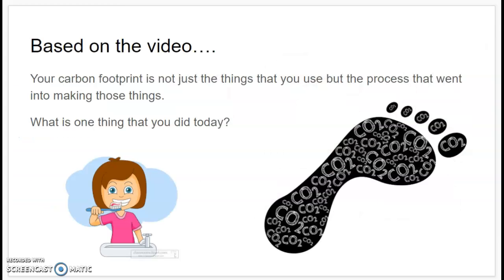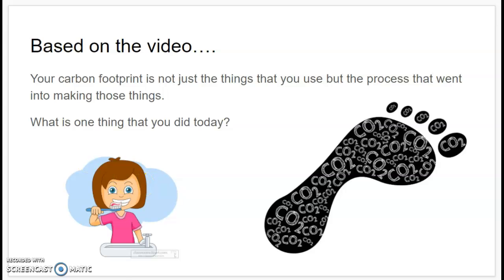All right, so based on the video, you guys are going to find one thing that you did today. So one thing that I did today was I brushed my teeth. So I just went on Google and I found a picture of some random person brushing their teeth. And we are going to use that to go ahead and describe our carbon footprint.